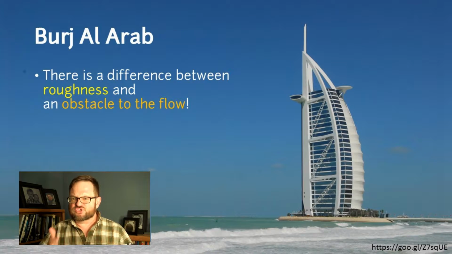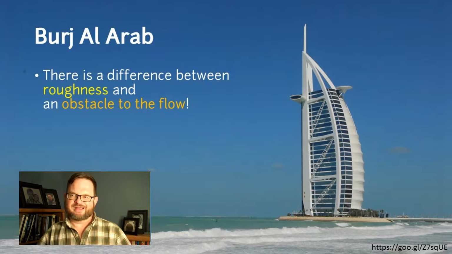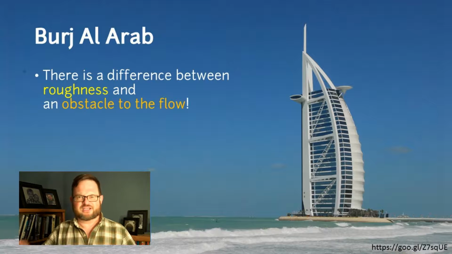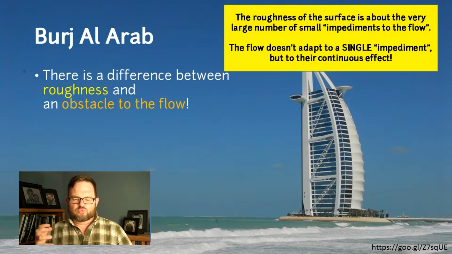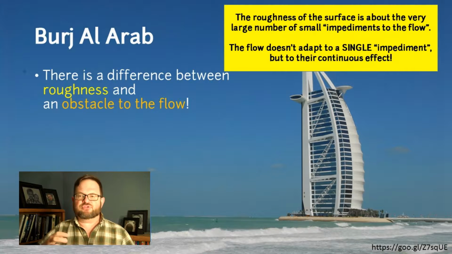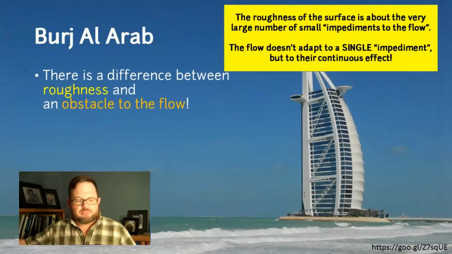In fact, we even keep using this idea that aerodynamic roughness length is equal to 1/30th of the mean height of obstacles to the flow. I recognize that there's a contradiction there. Okay, we'll get that sorted out. I mean, roughness of the surface is about a very large number of small impediments to the flow.